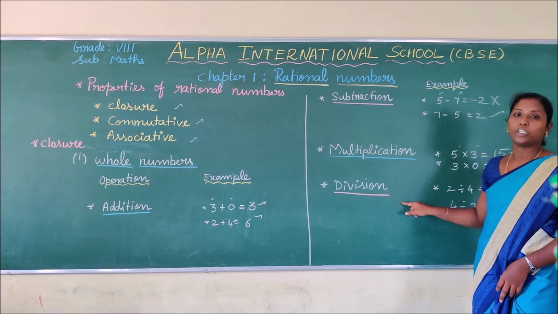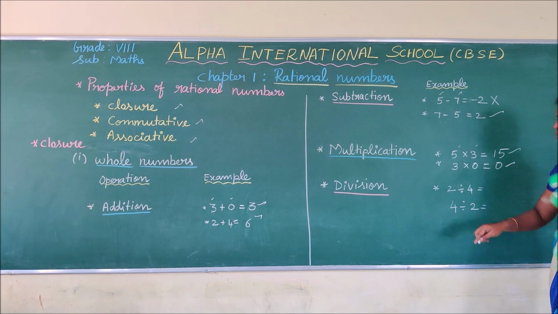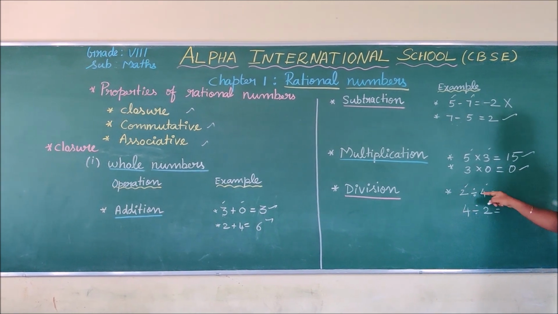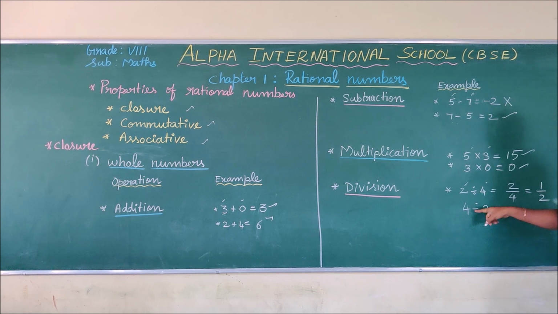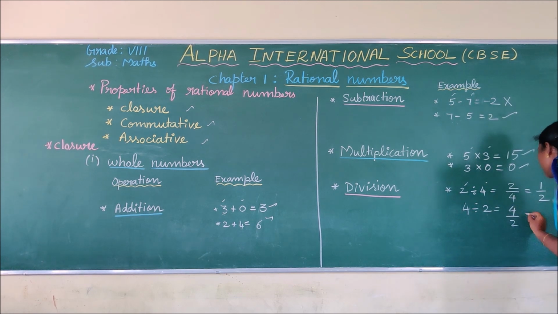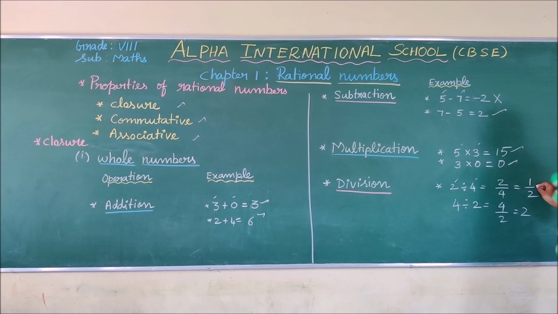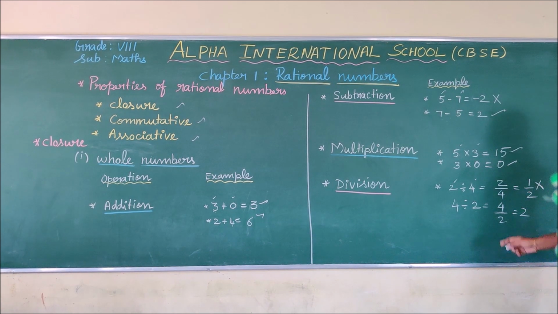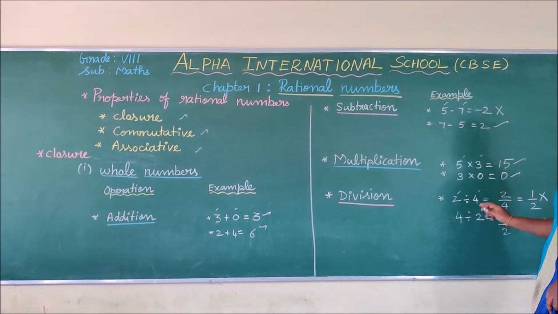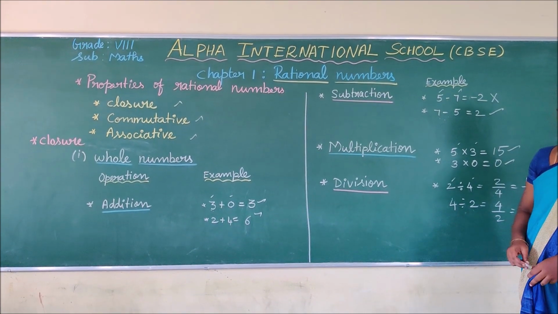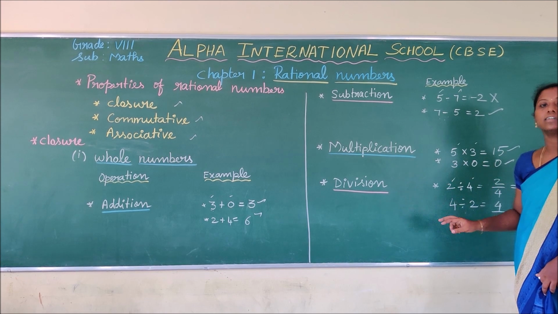Next, we are going to check the operation division. We are choosing two whole numbers, 2 and 4. If you divide 2 by 4, what is the result? 1 by 2. Another example, 4 divided by 2. What is the result? 2. See here, the first result is 1 by 2. Is 1 by 2 a whole number? No, it is in the form of a fraction, so it is not a whole number. But for the second example, I am getting a whole number. If I choose two examples randomly, one is satisfied and the other is not. So we can say that the whole numbers are not closed under division.